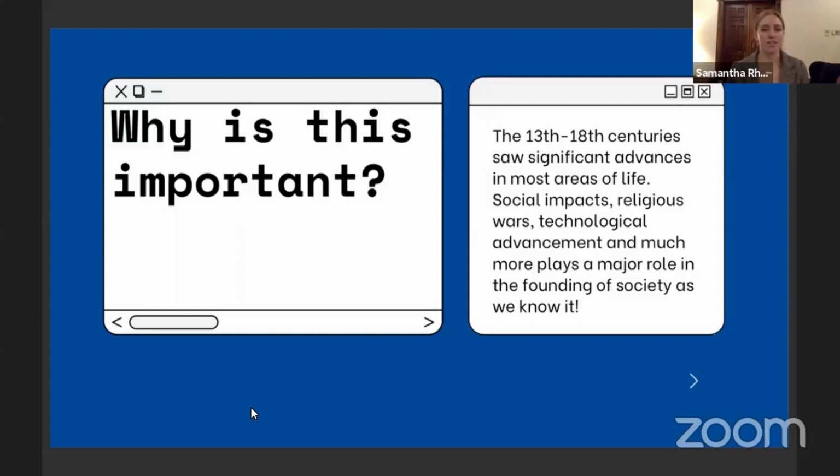So the whole thing is, why are we studying these time periods throughout history among different cultures, and why is it important? Well, it's important, one, because I'm doing it in school, and so la-di-da, there you go. But the main reason for you all is that these centuries saw significant advances in most areas of our life, or most areas in even what we consider contemporary life. We saw social impacts, religious wars, technological advancement, and all of these things play a major role in what we consider visual culture in our culture today.